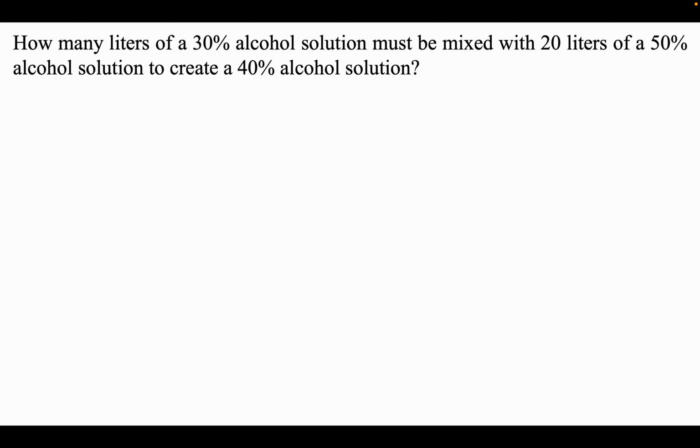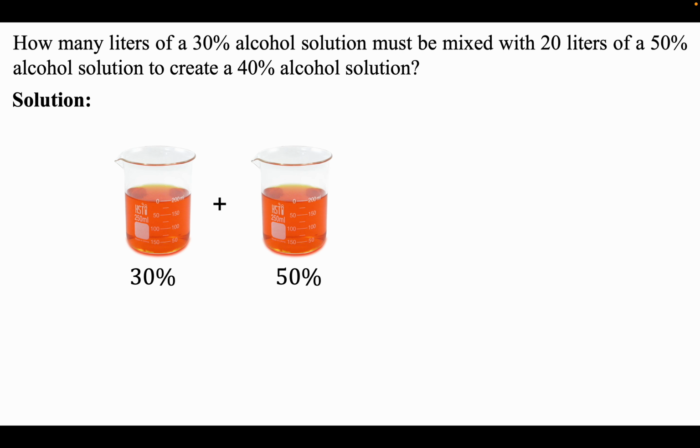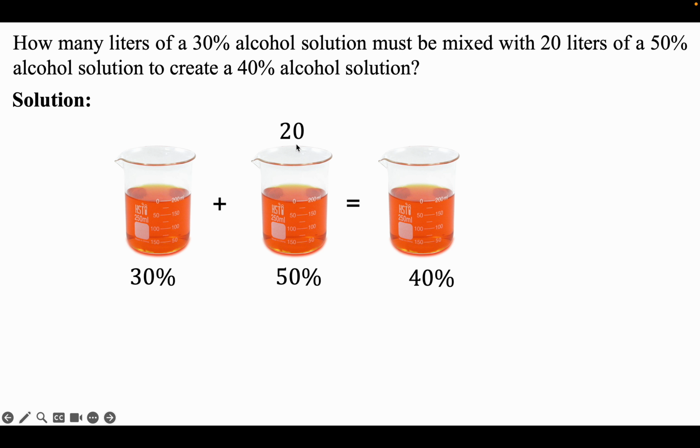Here is another problem. How many liters of 30% alcohol solution must be mixed with 20 liters of 50% alcohol solution to create a 40% alcohol solution? Okay, so here's what we know. A 30% alcohol solution is being mixed with a 50% alcohol solution to create a 40% alcohol solution. We know that we have 20 liters of that 50% alcohol solution, so the amount of volume here is 20.